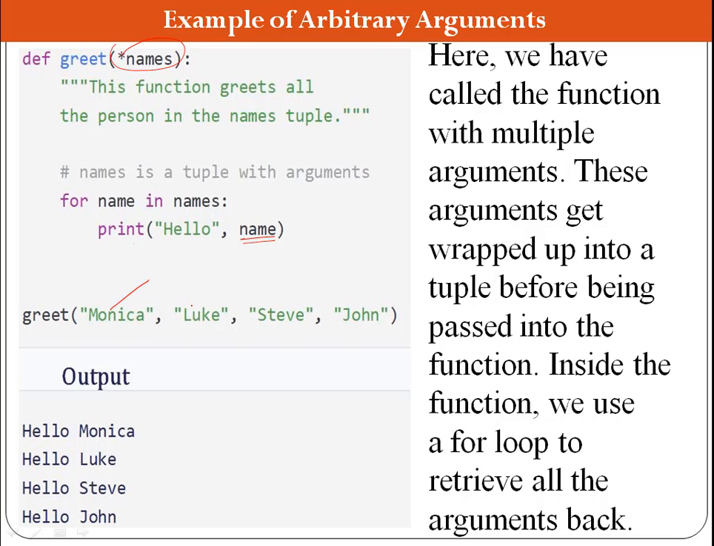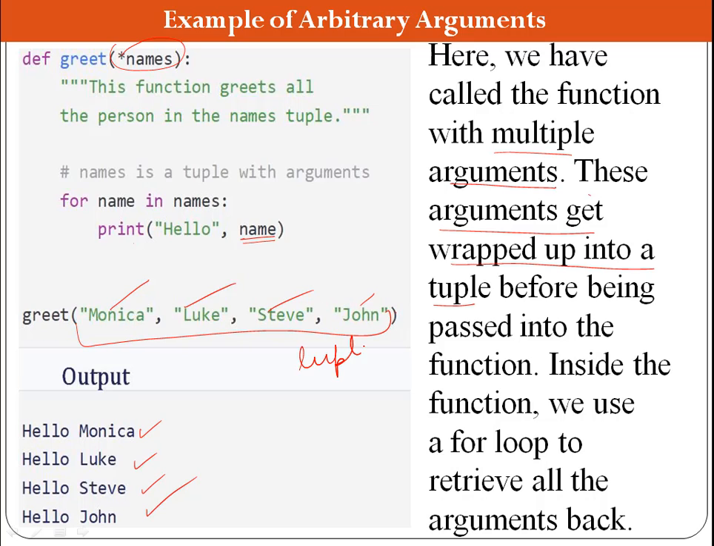Here we have called the function with multiple arguments. These arguments get wrapped up into a tuple. So this is a tuple, right? This is your tuple, right? Before being passed into the function. Inside the function, we use a for loop to retrieve all the arguments back.